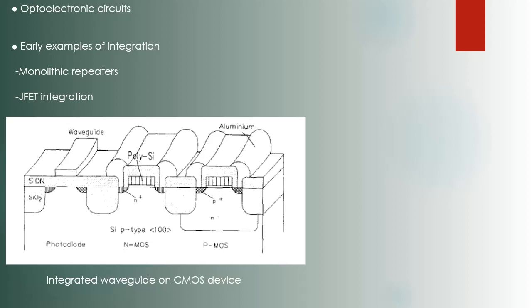Monolithic repeaters comprise a transistor, detector and amplifier, and laser on a gallium arsenide substrate. This combines 3 to 5 photonic elements with 3 to 5 electronic elements on the same chip. These were not made commercially available. It's an early example, but it's just kind of a proof of concept.